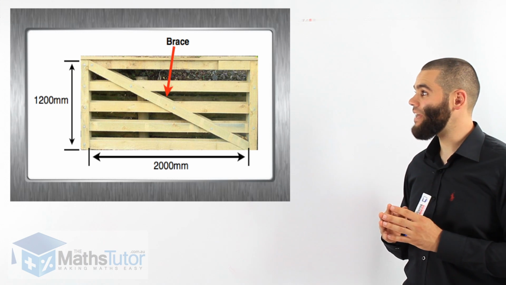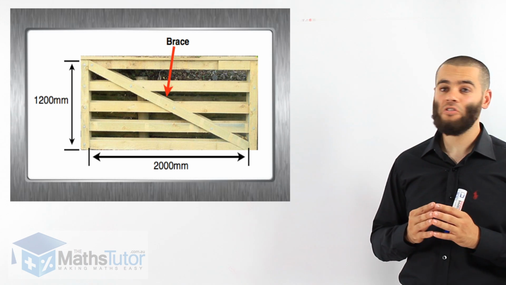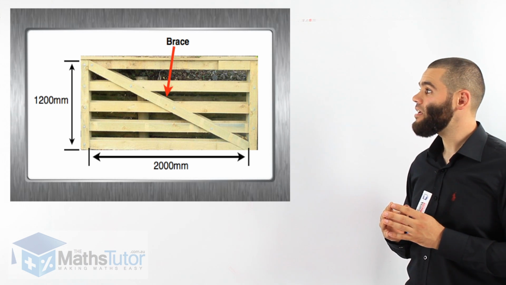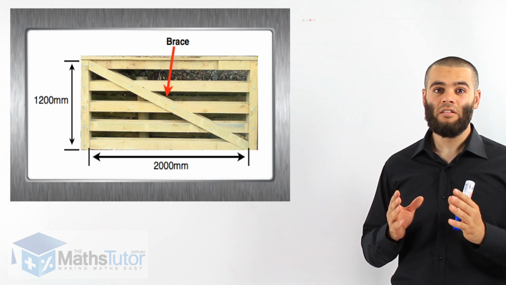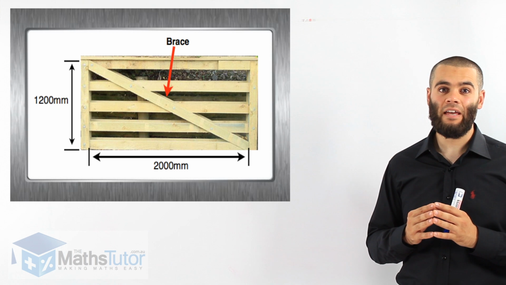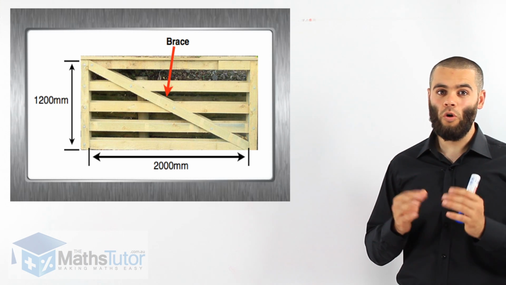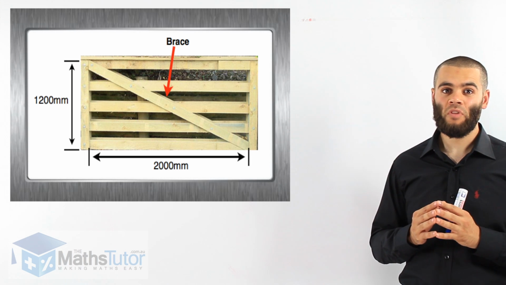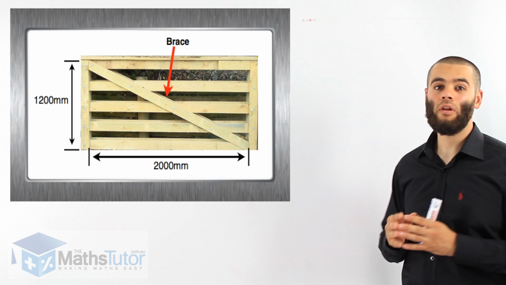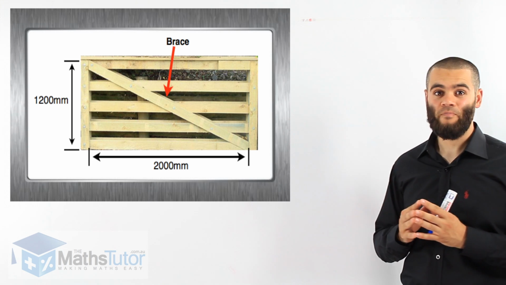To construct this gate and to make it firm, stable and strong, we have to create a diagonal to make sure that the angles of this gate, when we're opening and closing it, don't go awkward and are always 90 degrees. So what do we do? We construct what we call a brace. The brace in this case is a diagonal.